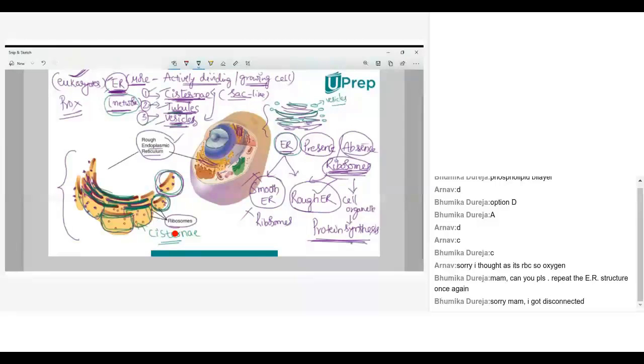Now, endoplasmic reticulum can be categorized into two types.